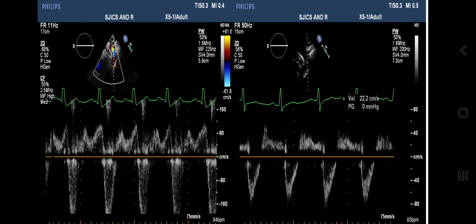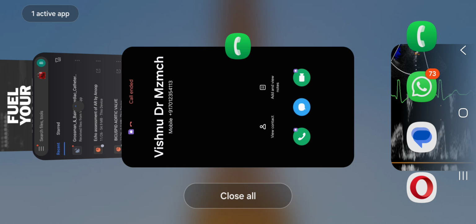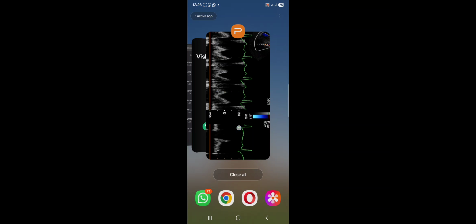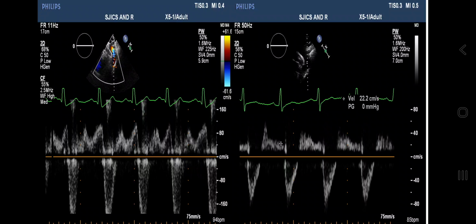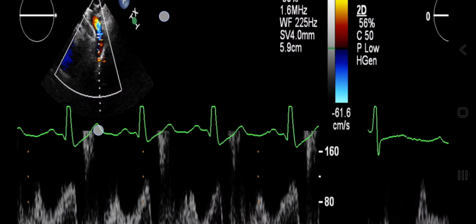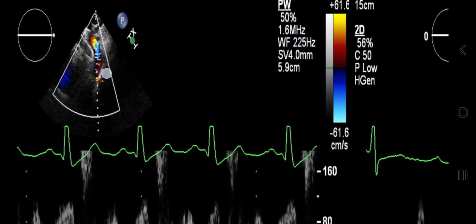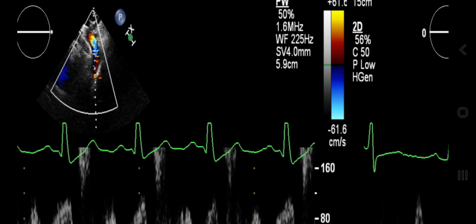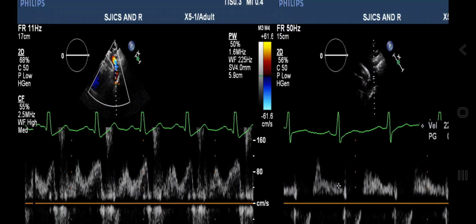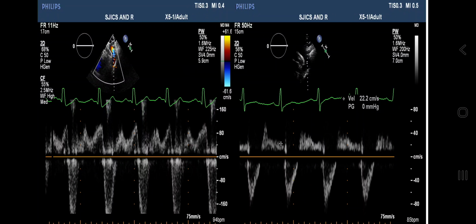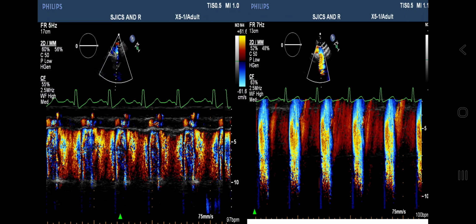Okay, look, this is the pulse wave Doppler, which is showing the end diastolic velocity. If it's more than 20, it is suggestive of, we already discussed, severe AR. This is the suprasternal view, and it's showing a red arrow. The red jet is suggesting flow towards the probe. Okay, the flow is towards the probe, and that is flow reversal. And this end diastolic velocity is more than 20, suggestive of severe AR.